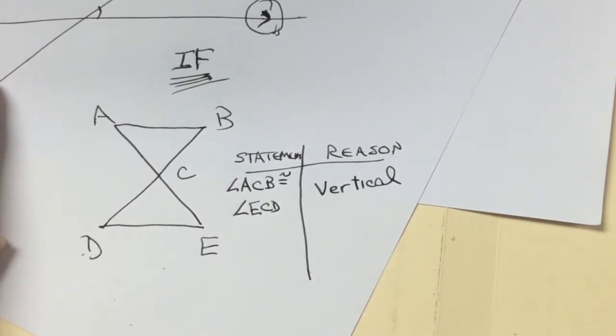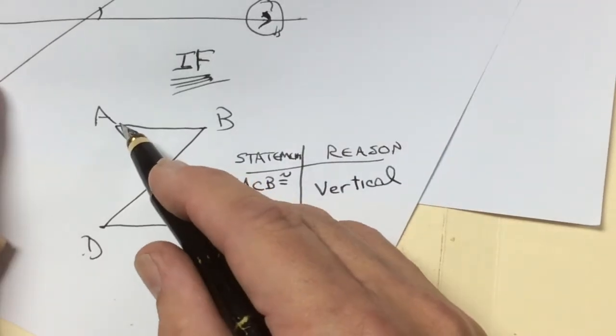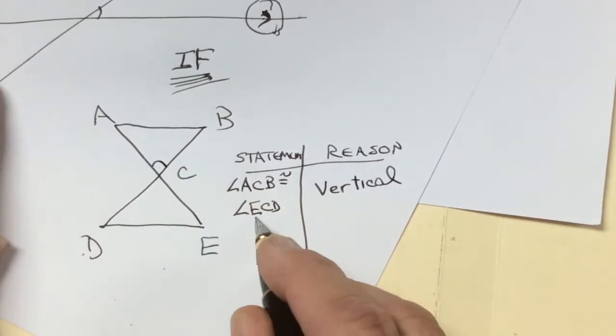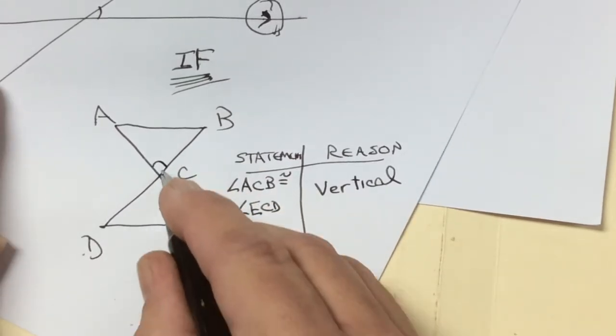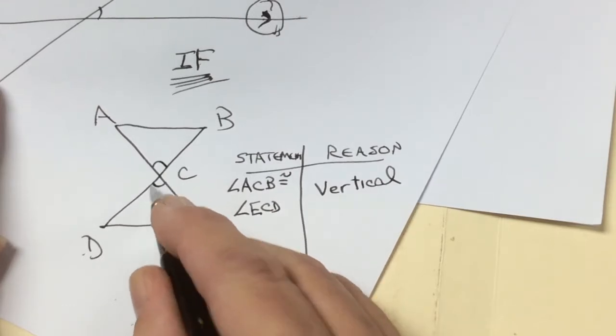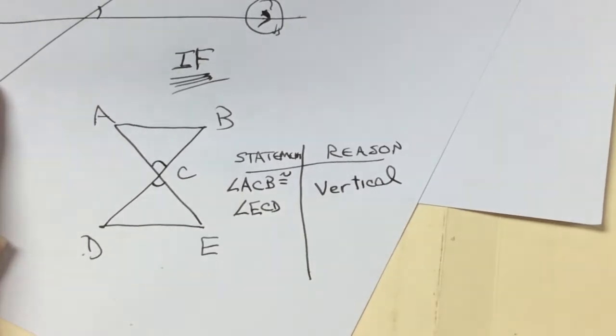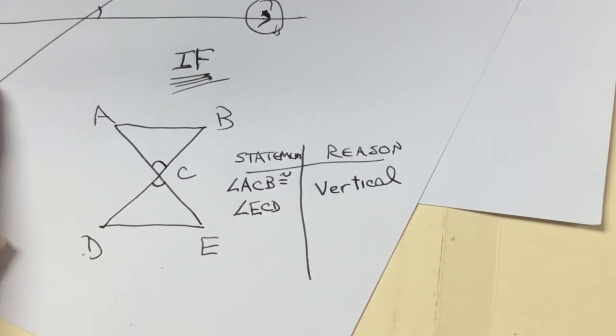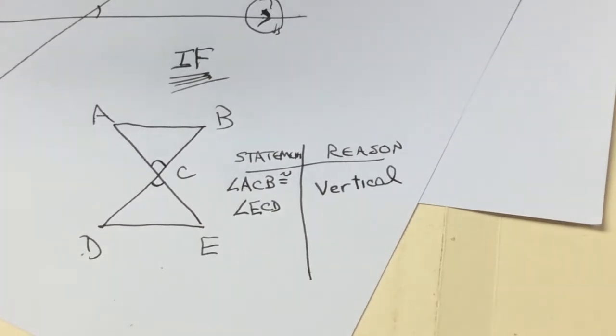Why did you go ECB instead of BCB? Because I wanted ACB, which is this one right here, and ECD, which is this one right here. These are the two I wanted to talk about. I could have called it DCE, but I didn't. So it can be called DCE. With angles, it doesn't matter what order you put them in. Aren't you done with the standard? Because there's nothing else that we can check.